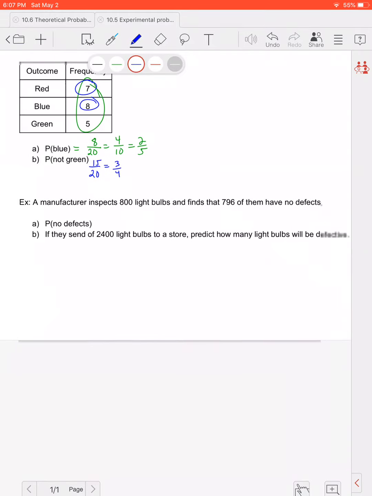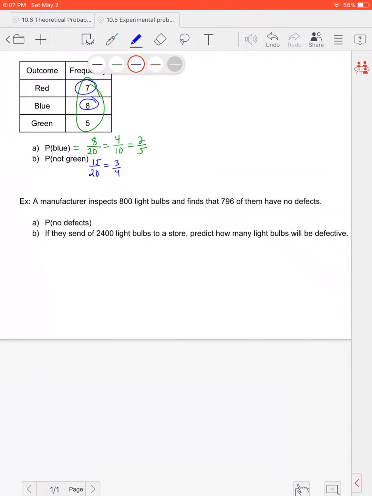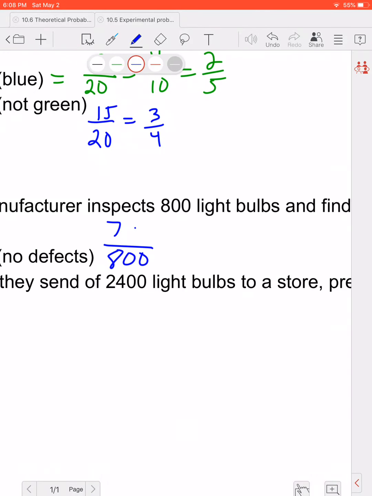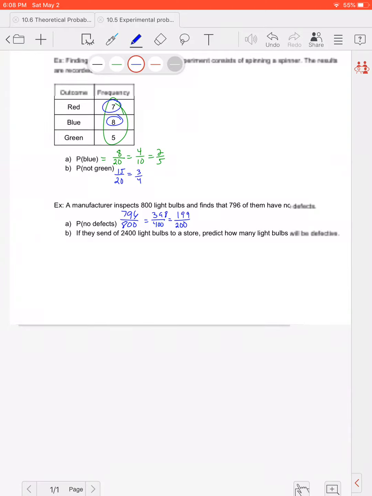Next one, a manufacturer inspects 800 light bulbs and finds that 796 of them have no defects, so they're golden. So what's the probability of no defects? Well, we know there's 800 total light bulbs. Out of there are 796 without any issues. So if we do 796 over 800 and reduce that, typing in my calculator, that would be 398 over 400. We can reduce that again. I'm just dividing it by 2, 199 out of 200. So we have 199 out of 200 chance of getting a good light bulb.